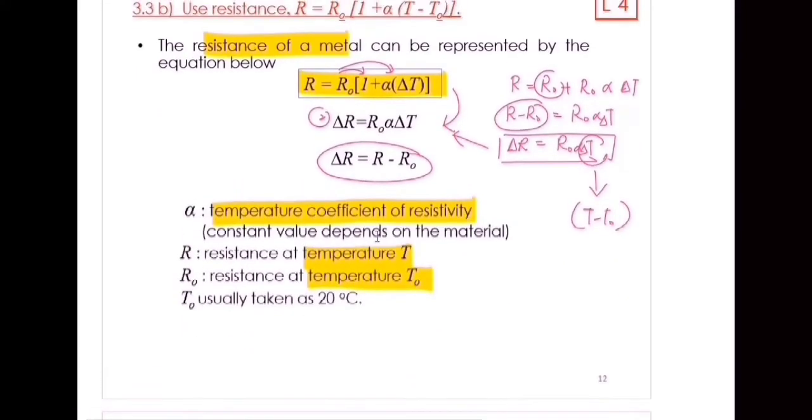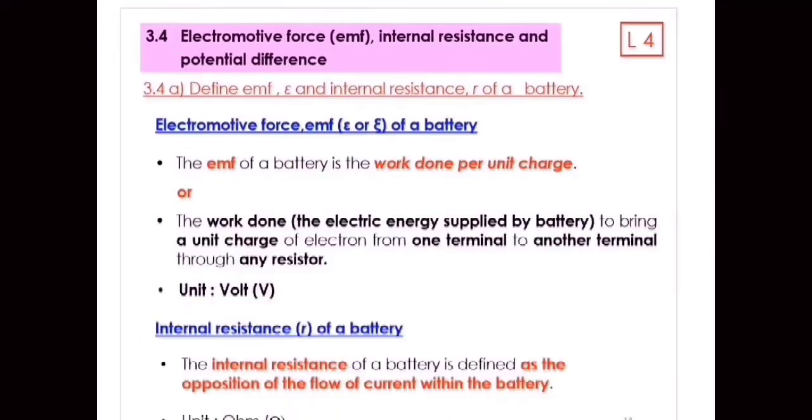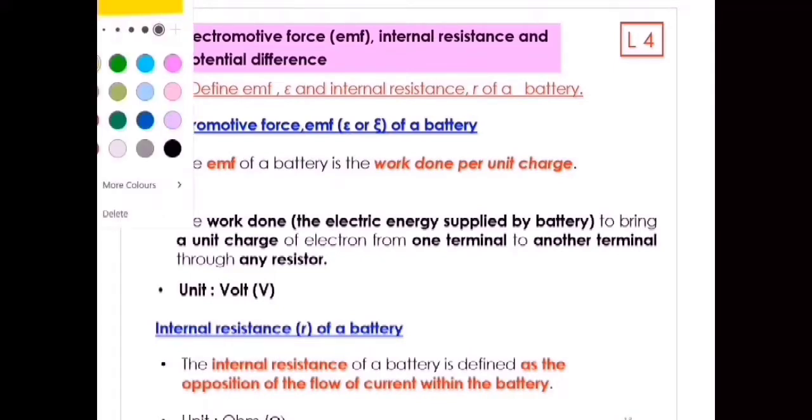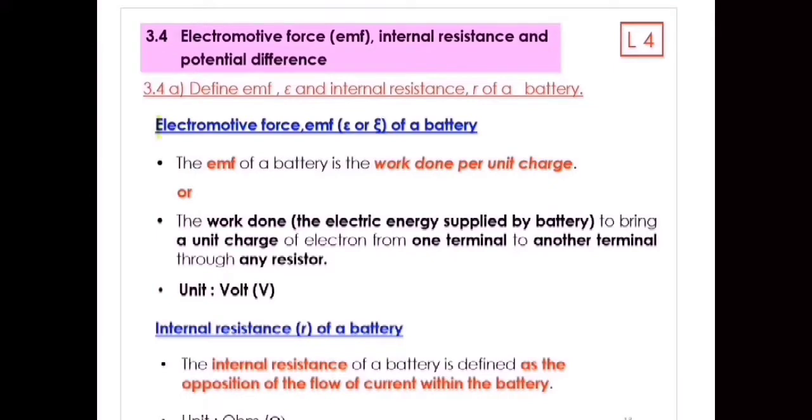Next would be 3.4. The next subtopic is 3.4, which is electromotive force or EMF, internal resistance and potential difference. First things first, what is electromotive force? The EMF of a battery is the work done per unit charge.